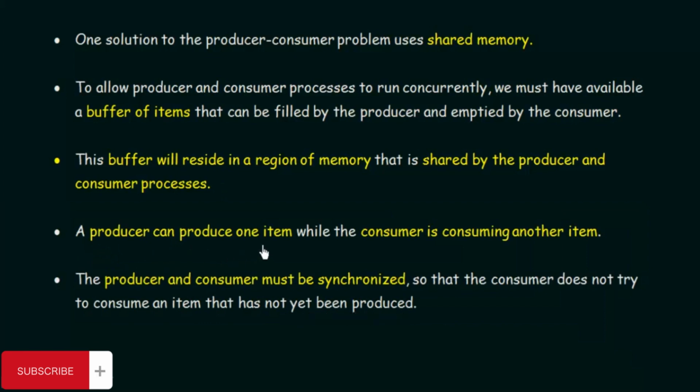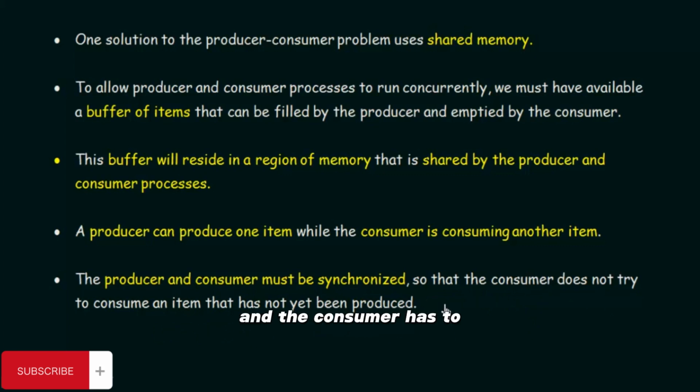A producer can produce one item while the consumer is consuming another item. So the producer can produce one item and keep it in the buffer while the consumer is consuming another item from that same buffer. And the producer and consumer must be synchronized so that the consumer does not try to consume an item that has not yet been produced.